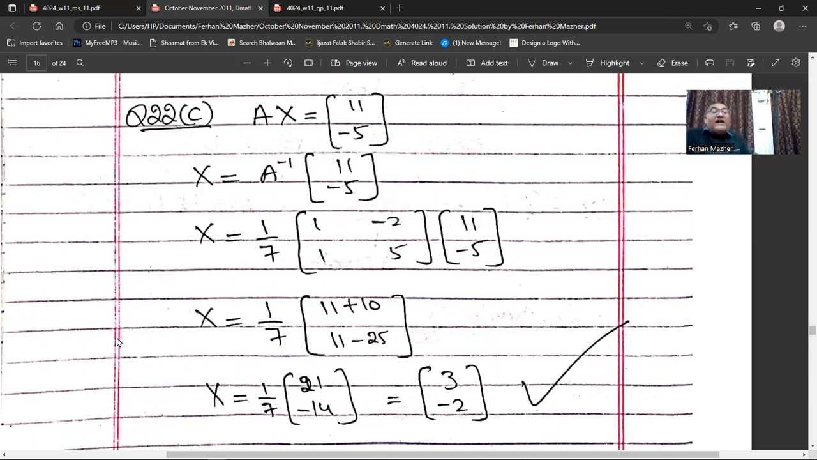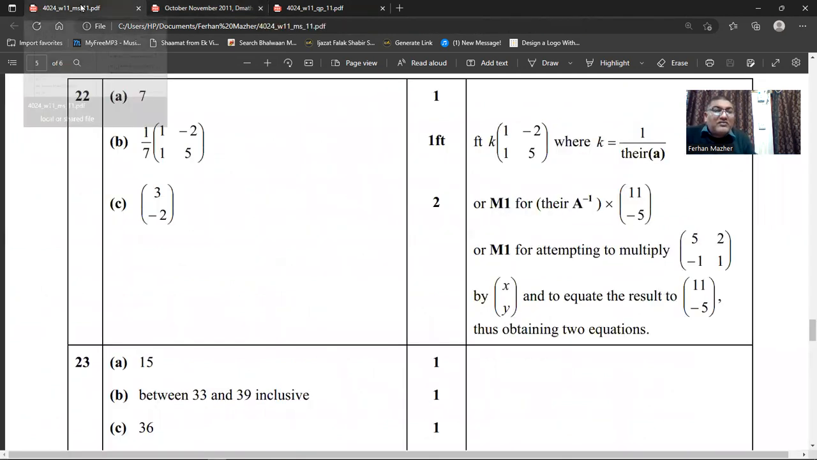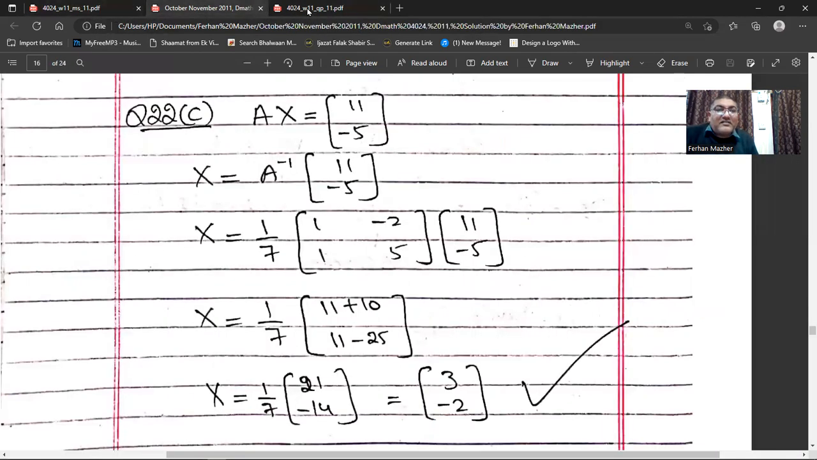So it will become 11 and then plus 10. Then the second row will multiply, so you will have 11 minus 25. So 1 by 7 into 21 and 1 by 7 into minus 14. So you will have 3 and minus 2. So X is 3, minus 2. So our answer is right.